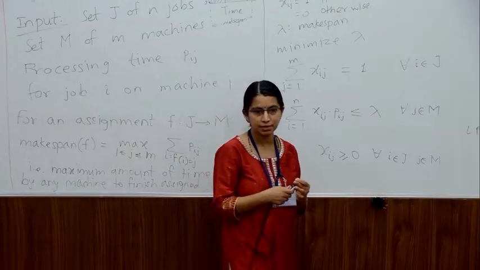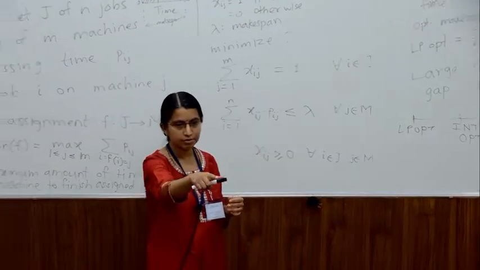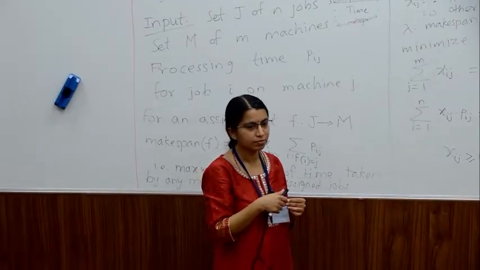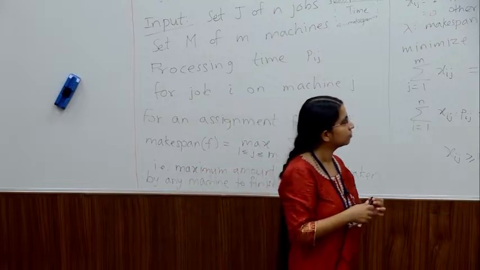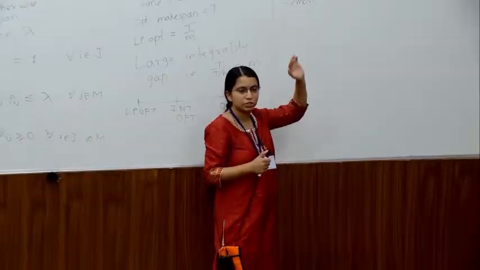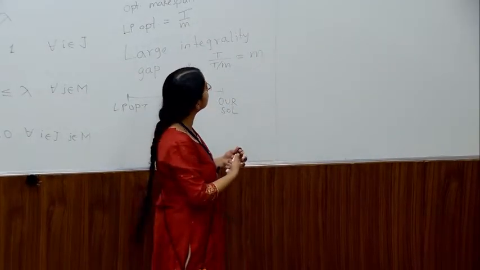Anything else? Arka? How exactly do we fix the makespan lambda to remove ij pairs? Yeah, so we will do a binary search on lambda. I will come to that once we write this LP. So just 2 minutes.